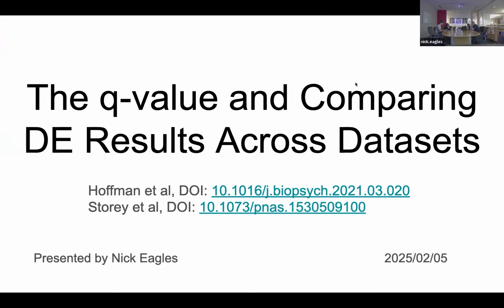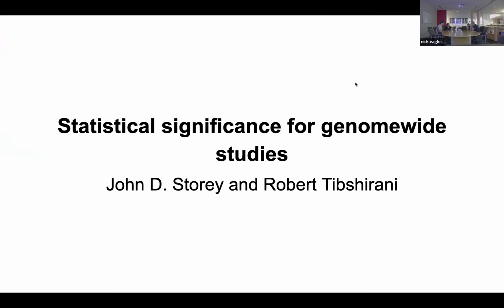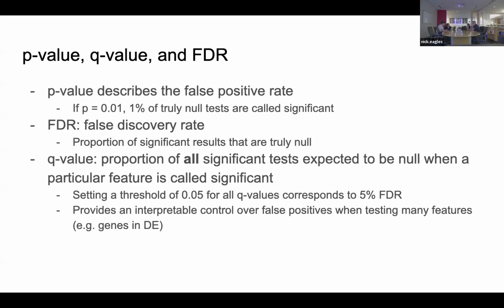So I'll start from this statistical paper from John Storey and Robert Tibshirani. And it's all about the Q value, which some of us have used. Basically, there's a few different related concepts in this paper. Of course, we can start with the P value. Obviously, we all use this every day. But I think maybe the exact definitions can be easily confused.